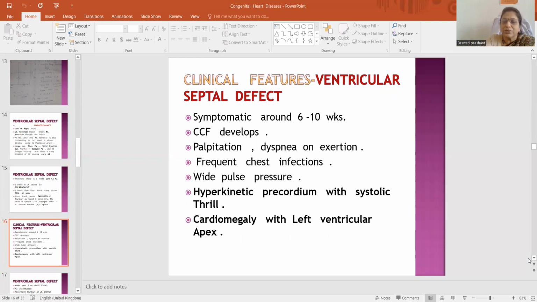Patients are symptomatic around 6 to 10 weeks. Congestive cardiac failure will develop. Palpitation and dyspnea on exertion may be seen. Frequent chest infections, wide pulse pressure, hyperkinetic precordium with systolic thrill, and cardiomegaly with left ventricular apex are also seen.